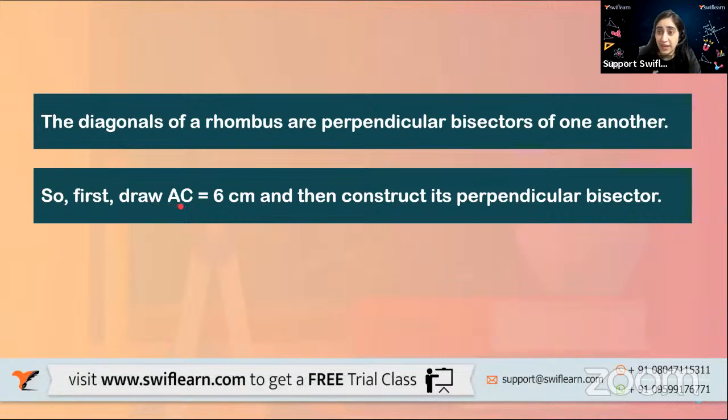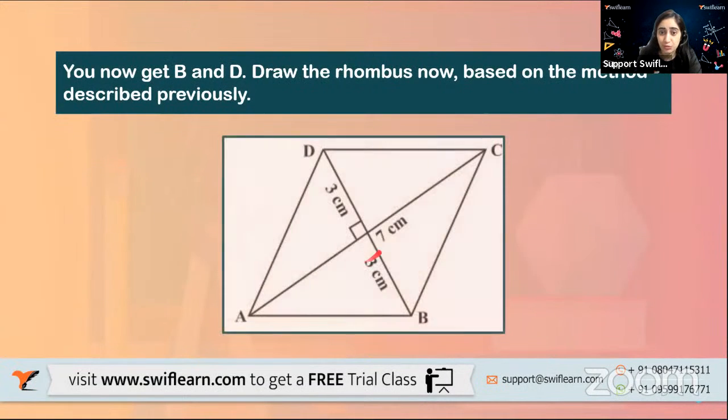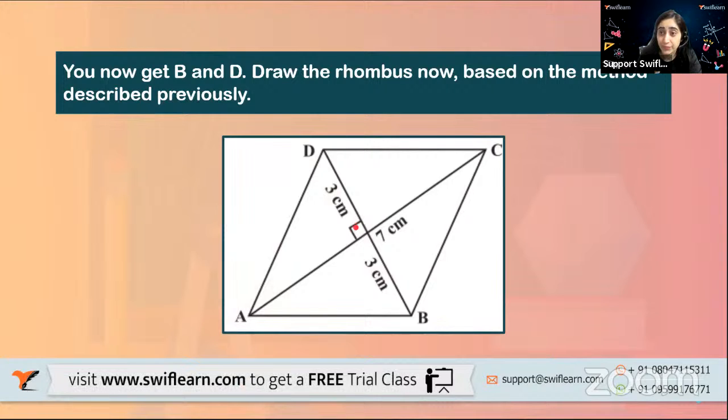So first draw AC, 6 centimeters, and let it meet at O. Now cut off 3 centimeter lengths on each of the sides and draw a bisector. What will I do? I'll draw this line first, make a center C and draw an angle bisector. What will I do? I'll draw 90 degrees. How will I do that? See, there are 2 ways of doing it. First of all, you will make this B and D. Okay, this is 6 centimeters.